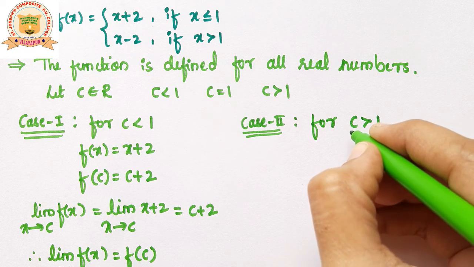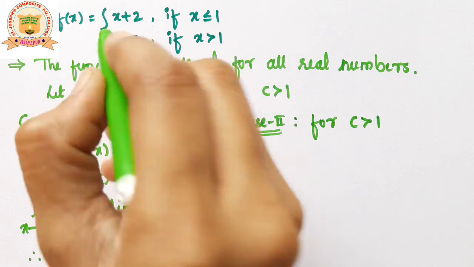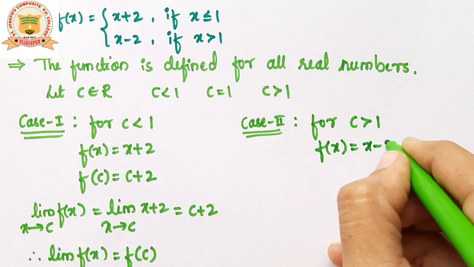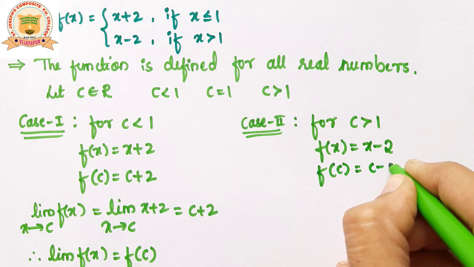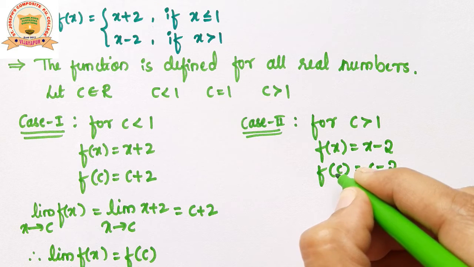For all the real numbers greater than 1, the functional value is x minus 2. f of x is equal to x minus 2. If you substitute c in place of x, you will get c minus 2. This is the functional value at c, where c is greater than 1.